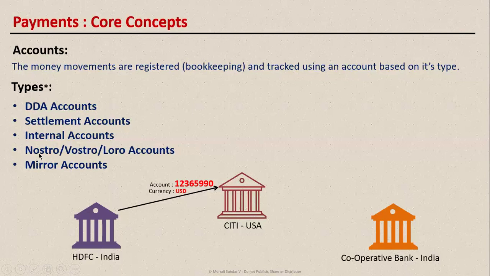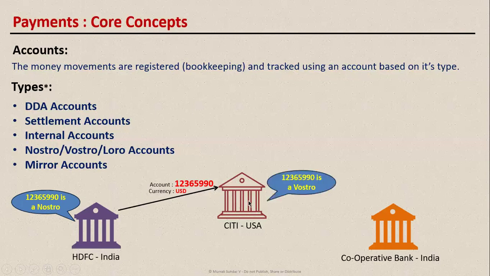Now, HDFC will say, this is my Nostro account. I opened an account with you, otherwise, my account with you. So that is Nostro. The same account is denoted by Citi as Vostro: your account with me. That is Vostro. And if a third bank, say the Cooperative Bank, wants to mention that account for any transfer, then that becomes Loro, which means their account, right?